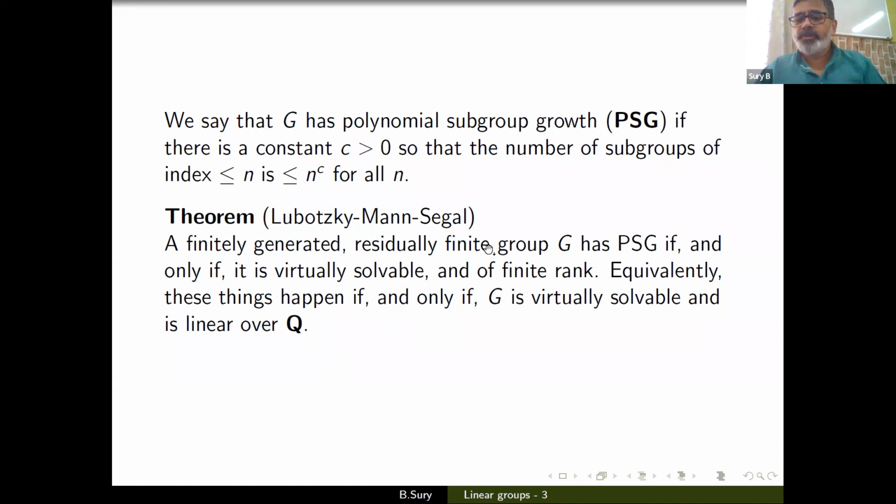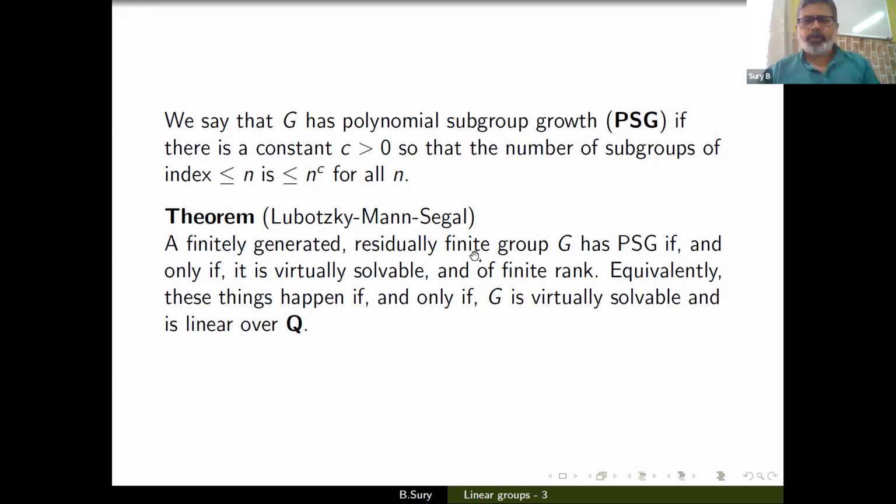So such a group is called residually finite. The definition of residually finite is that any non-trivial element of G survives in a finite quotient of G. Survives means goes injectively into it, it's not in the kernel of the map.